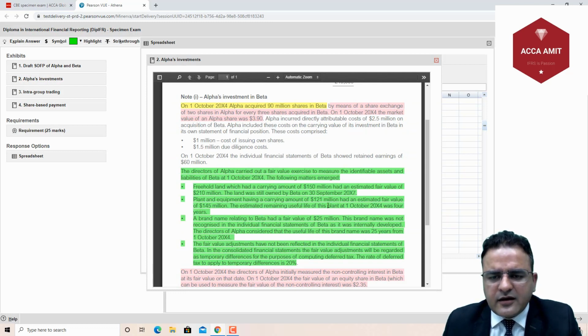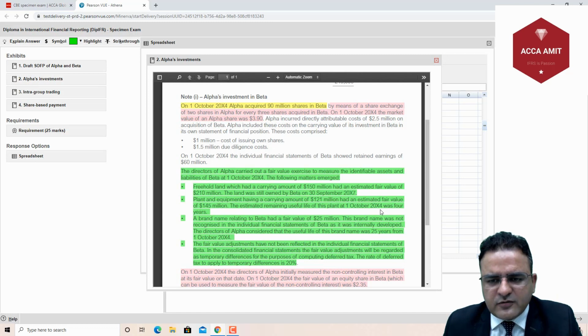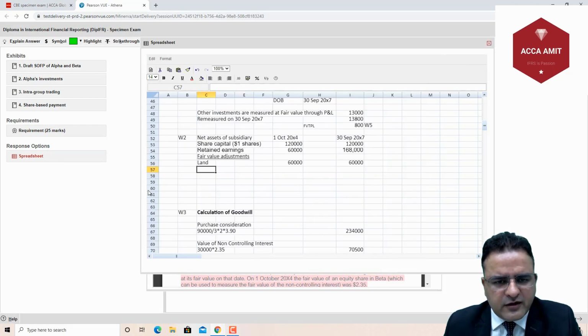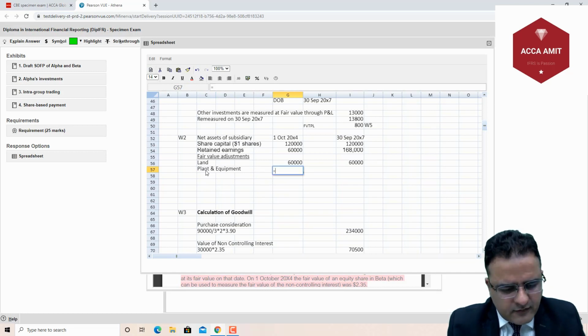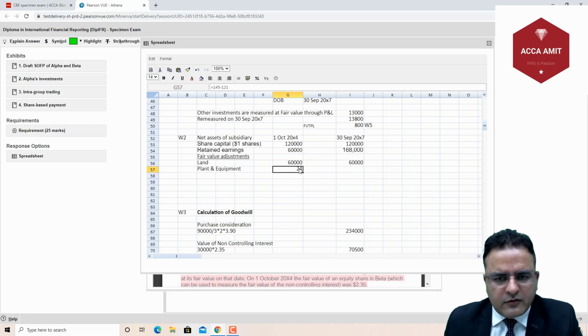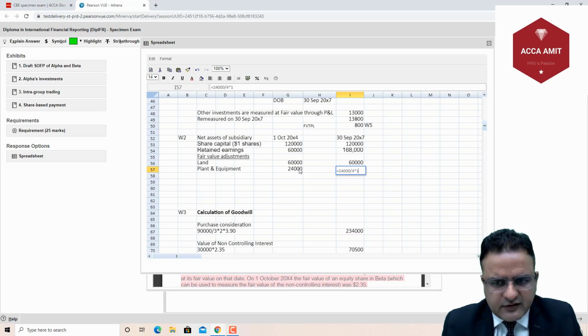Plant and equipment having a carrying amount of 121 million had an estimated fair value of 145 million. So what is the total difference? 145 minus 121. The estimated remaining life of this plant on 1st October 2004 was 4 years. Now we acquired it on 1st October 2004 and we are on 30th September 2007. That is 2004 to 5, 5 to 6, 6 to 7. 3 years have already passed. 1 year's amount is yet to be consumed. So 145 minus 121 is equal to 24,000, and 24,000 is to be depreciated over a period of 4 years. 3 years depreciation have already passed, so only 1 year's depreciation is left.